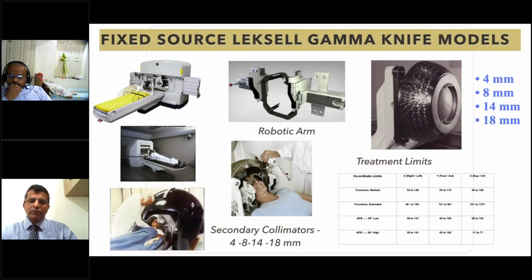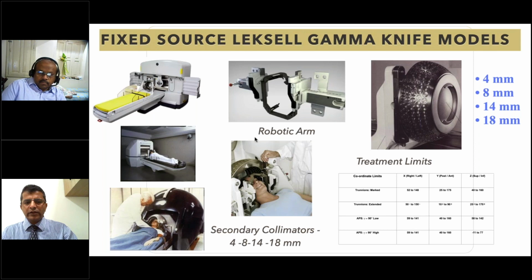So let us see some more information about the gamma knife systems. For the fixed source Leksell gamma knife models, from the prototype models to the gamma knife 4C, they either used manual fixation devices for connecting the patient with the frame to the machine, or they used a robotic arm. The robotic arm was available for the 4C models, and until that time, all the models used a mechanical fixation device by the name Trunnions.